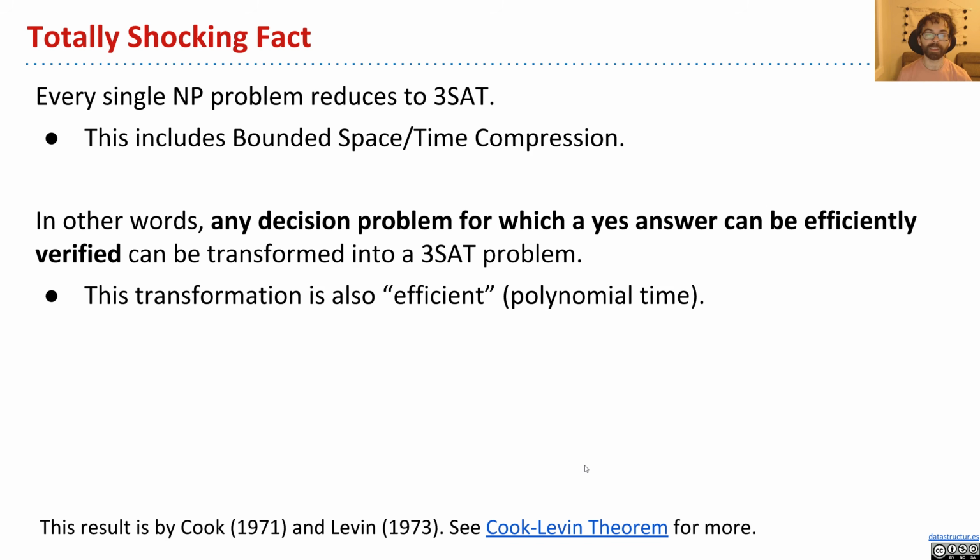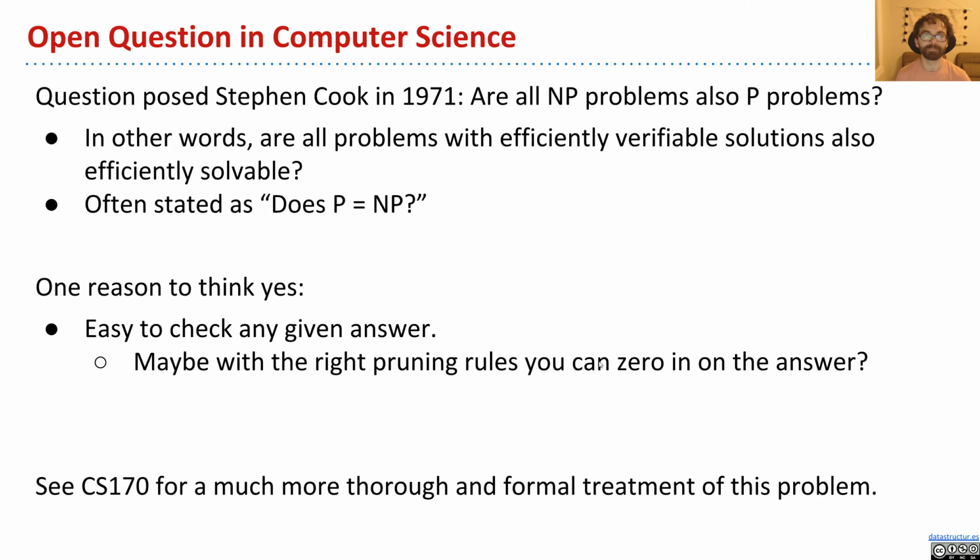Now, what this tells us, a little bit informally, is that any decision problem for which a yes answer can be efficiently verified can be transformed into a 3-sat problem, or, as it turns out, a longest paths problem, or, as it turns out, an independent set problem, or others. And it turns out also that this transformation itself is efficient. And by the way, if you're curious what efficient means, that's polynomial time. Okay, but I'm just not really going to say much more about it.